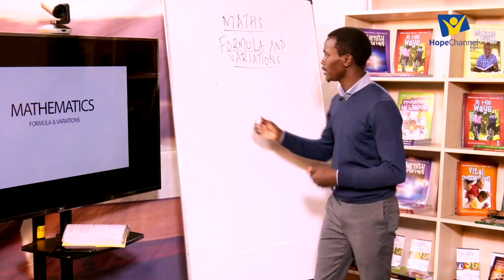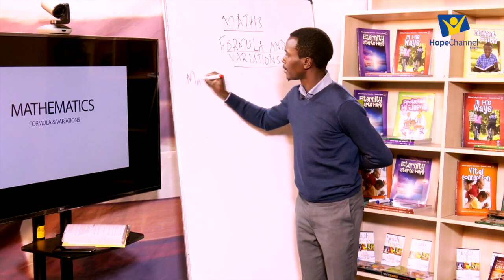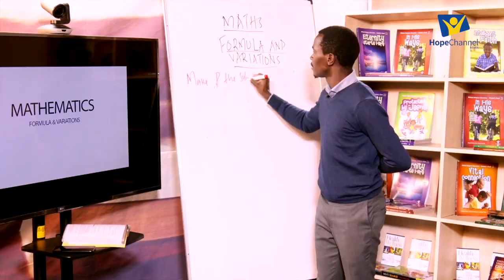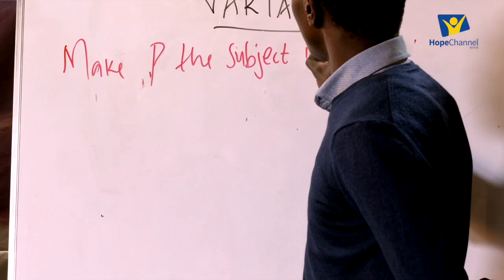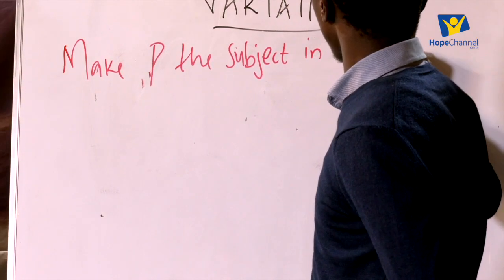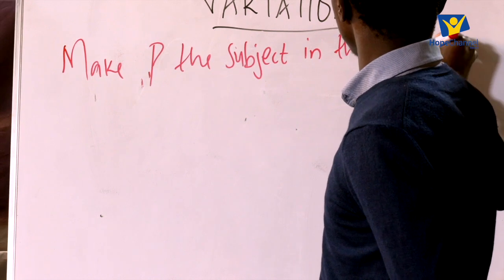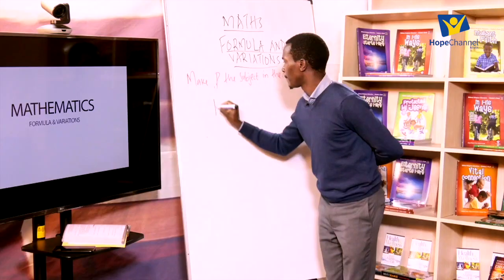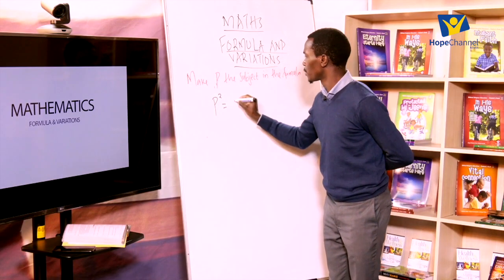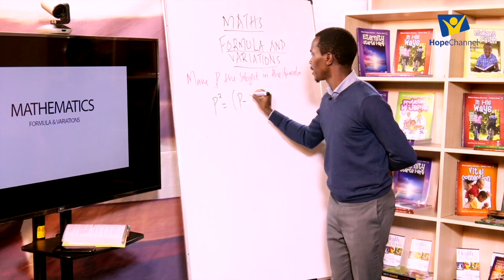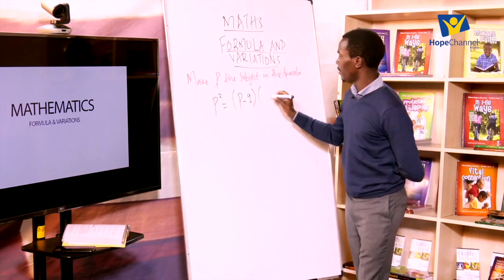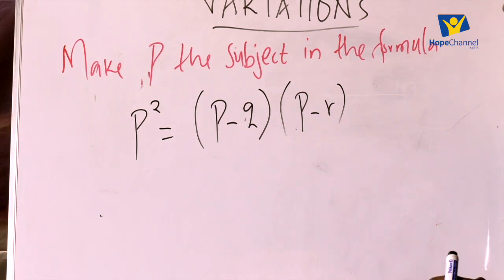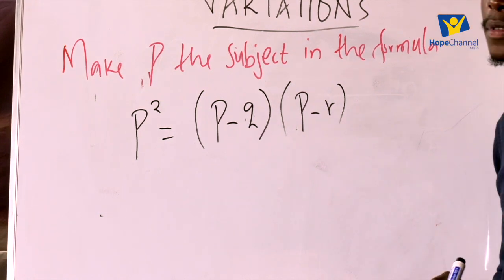So the question says make P the subject in the formula. So the formula is p squared is equal to, in brackets, p minus q, in brackets, p minus r. You're supposed to make p the subject in that formula.